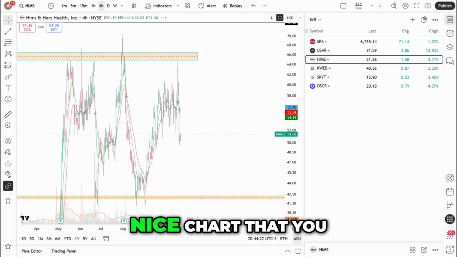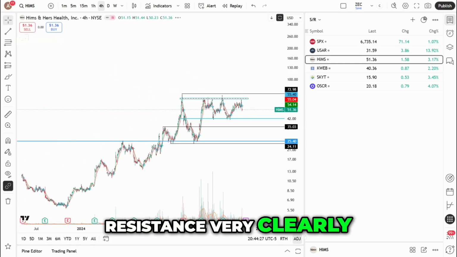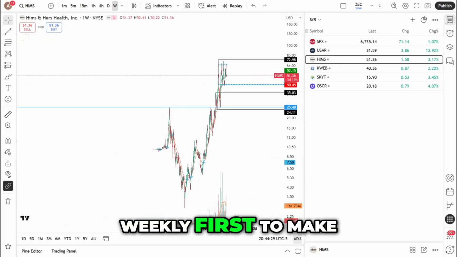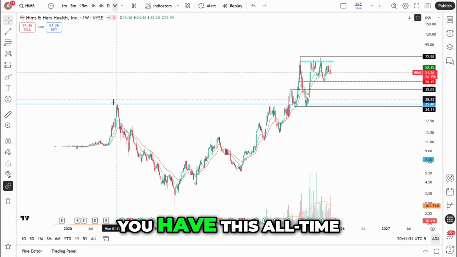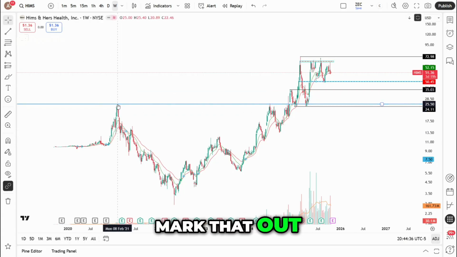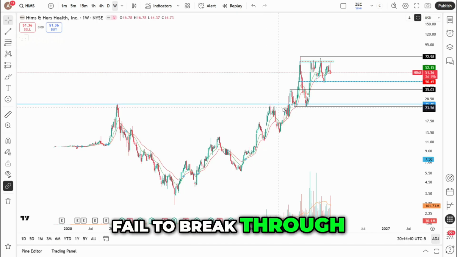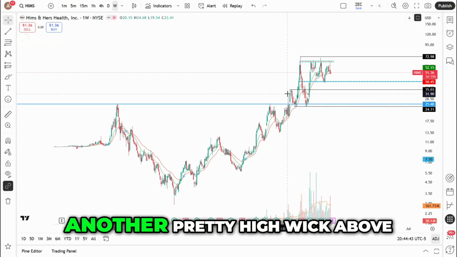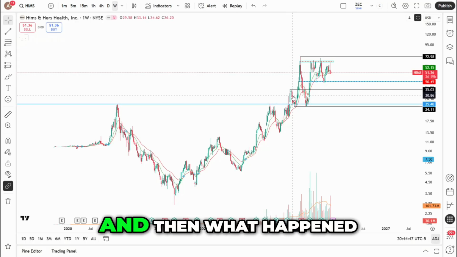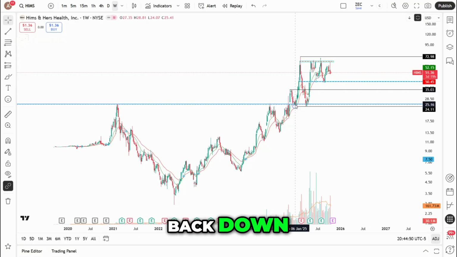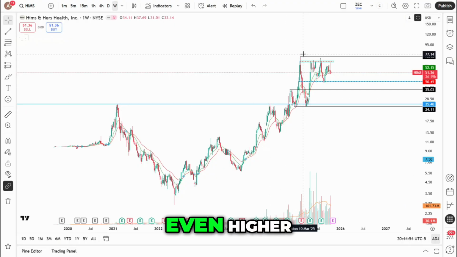Okay, let's go into HIMS. HIMS has a really nice chart that you can see support and resistance very clearly. Let's go into the weekly first to make it a lot cleaner looking. So on the weekly, you have this all-time high over here, marked it out. Then you have the retouch over here, failed to break through. Then you have again another pretty high wick above, but failed to close above. Broke through finally, and then what happened? Next time it came back down, it turned what used to be resistance into support, and it climbed even higher.